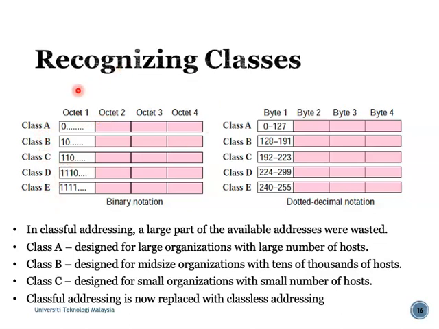Because of this fixed length of the network portion and host portion, many addresses are wasted with classful addressing. This motivates us to use classless addressing instead of classful addressing. In the next lesson, we are going to learn more about classless addressing. So that's all for classful addressing. Thank you.